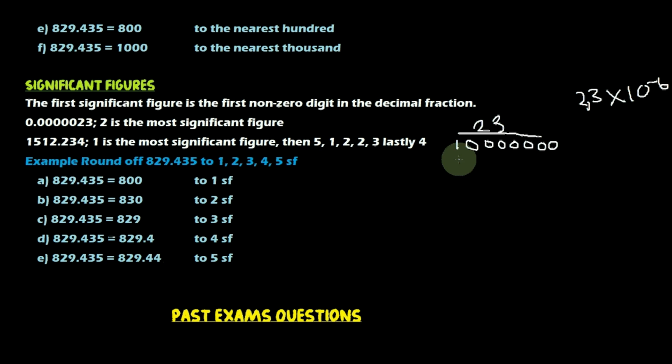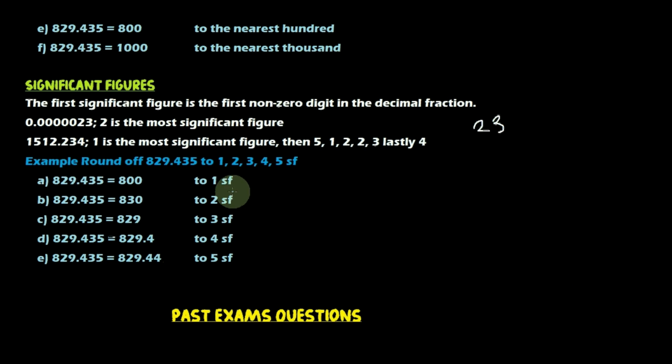If you were to take away the first 0, this number would still make sense because it can be converted to other forms and it can make sense. But if you remove this 2, it no longer makes sense. It's no longer having this value. Then we go to the next number, 1512,234. 1 is the most significant figure, followed by 5, then 1, 2, 2, 3, and lastly 4.